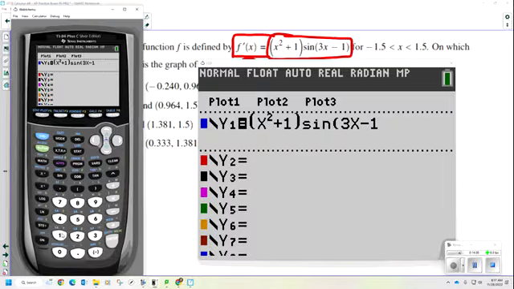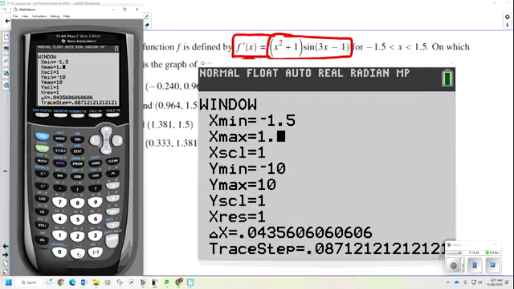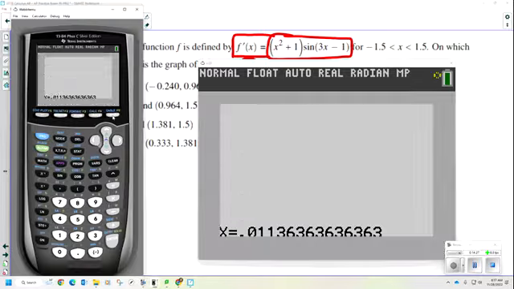Remember what our interval was? To the left of that red box, it goes from negative 1.5 to 1.5 on my x-axis. So I'm going to go right to my window, and I'm going to make that negative 1.5 as my minimum on the x, and 1.5 is my maximum. I don't know if I have to go from negative 10 to 10 on the y, but let's take a look.